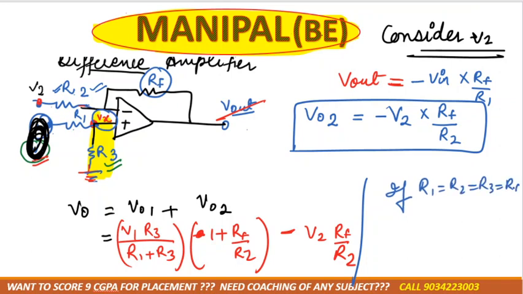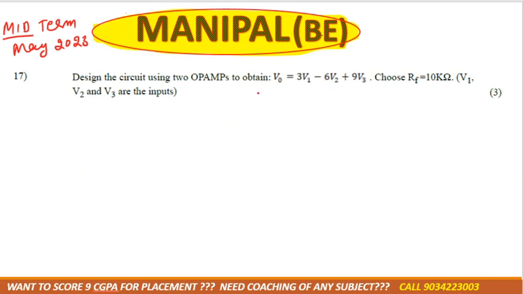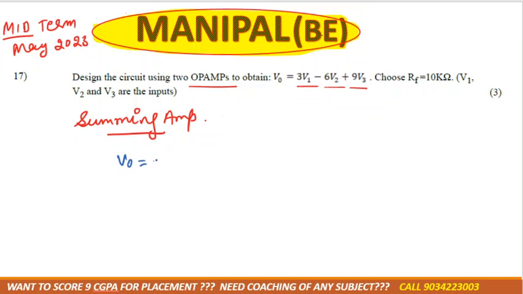Now the last thing is, suppose R1 is equal to R2 is equal to R3 is equal to Rf, then in that case the output voltage is how much? In this case they said 2 op-amps we have to use. As you can see, it's a summing, so one of the op-amps will be a summing amplifier, right? As you know, the output voltage of the summing amplifier is V0 is equal to minus Rf by R1 into V1, minus Rf by R2 into V2, minus Rf by R3 into V3.